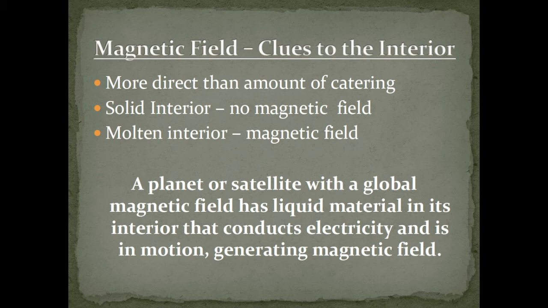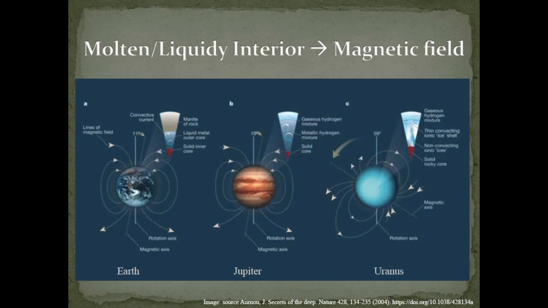But if we want to get more of a direct clue about the interior state of a planet, we can look at their magnetic fields. From what we have found, if no magnetic field is found, it's most likely that the interior of the planet is solid. And if a magnetic field is found, it means that the interior of the planet is most likely molten. So a planet or a moon with a global magnetic field has some kind of liquid material in its interior that conducts electricity and is in motion, generating what we call a dynamo, or a magnetic field.